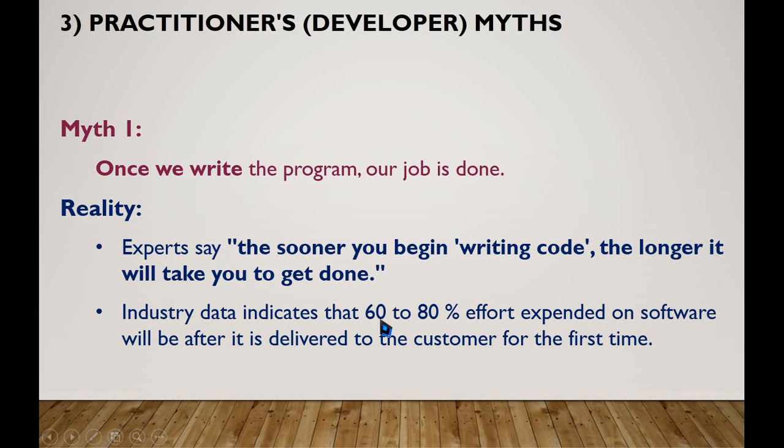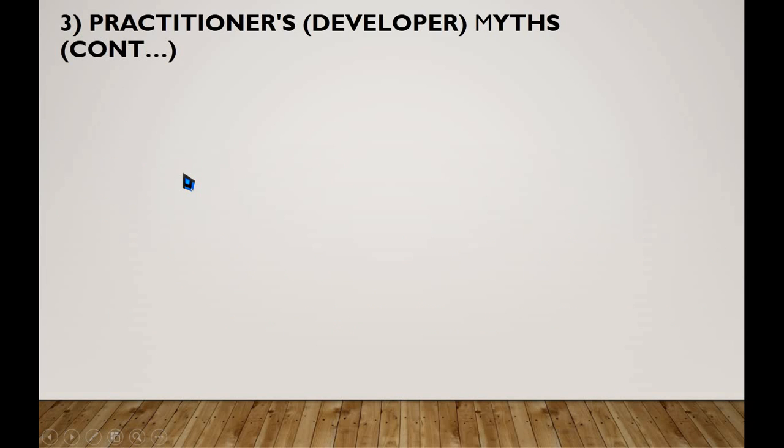Industry data indicates that 60 to 80% of the effort expended on software will be after it is delivered to the customer for the first time. It means if we deliver a product to a customer, the customer will give feedback on the software, and industry data says you will have to do 60 to 80% more work after the first delivery of your software. So the idea that once we write the program, our job is done, is the myth for practitioners.